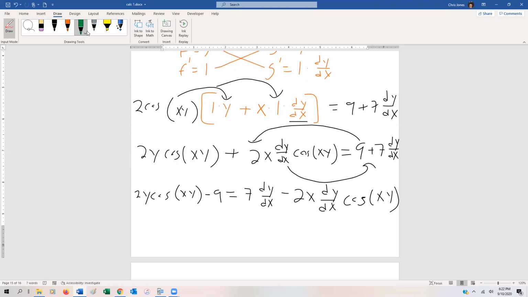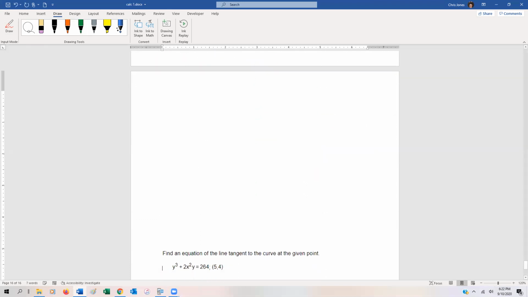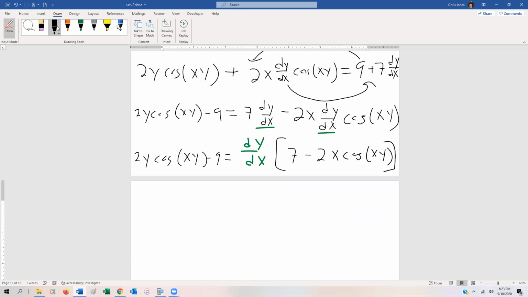Now, notice on the right-hand side, both of the terms have a common dy dx in them. So what does that mean? Well, that means we're going to factor it out. So let's factor this. And by factoring, we're going to get 2y cos xy minus 9 is going to be equal to, we're going to factor out the dy dx, and we're going to be left with 7 minus 2x cos xy. And now we have to solve for dy dx.